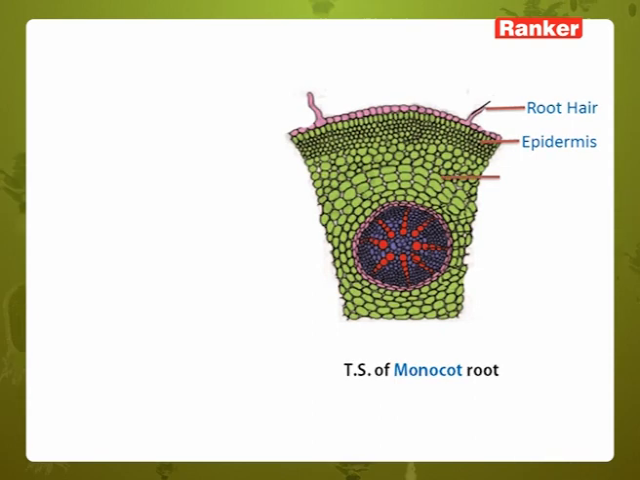The next layer will be the cortex. Now what is the cortex? We have studied earlier that before the cortex we can talk about a term called exodermis, which is immediately next to the epidermis. It is generally present in one or more layers of cells, and we talked about exodermis when we were discussing dicot root.